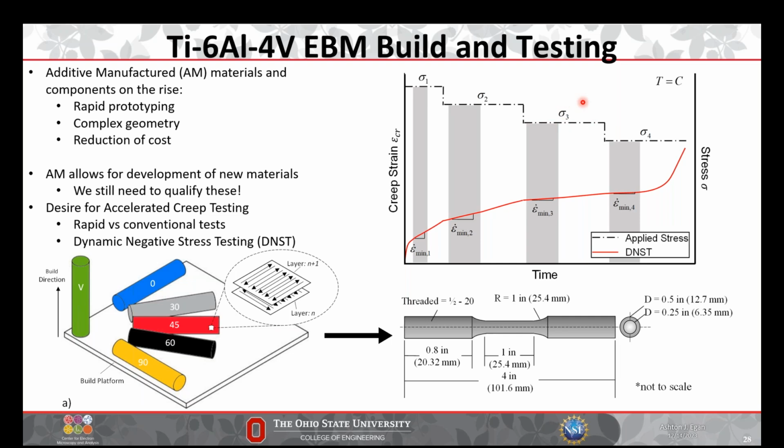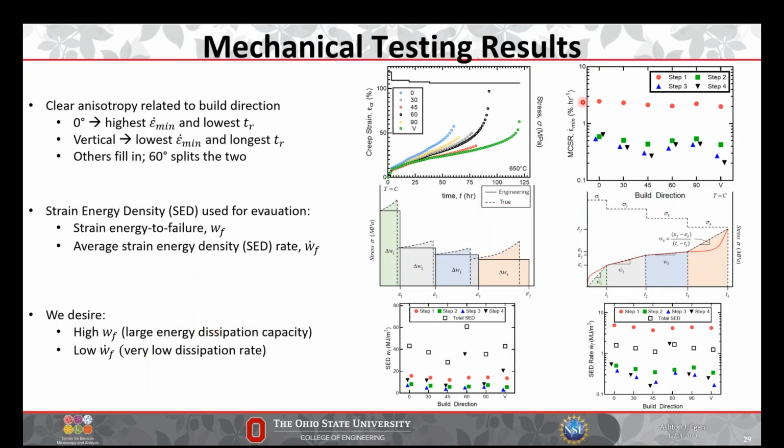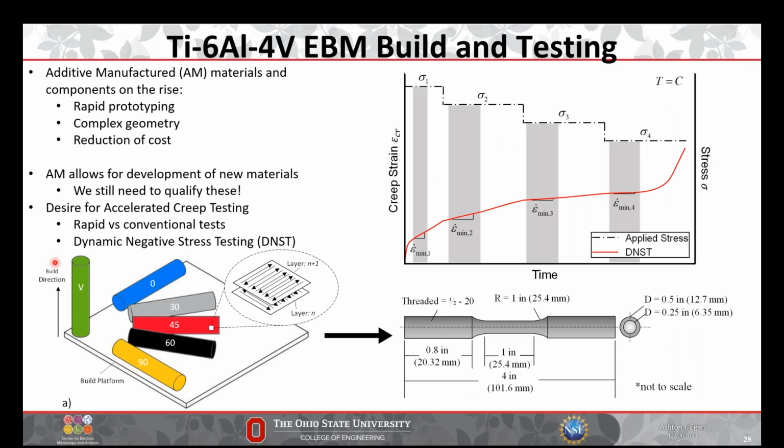Okay, and this is great. Okay, we designed a test that takes less time. Now what? So now we can test all of these different build directions, and I might have not mentioned this before, so let me quickly go over that. So many of these additively manufactured parts have some sort of anisotropy in the way the grains are oriented.